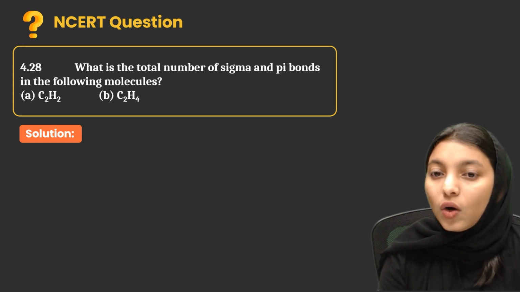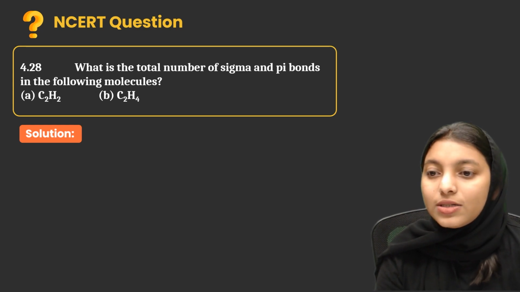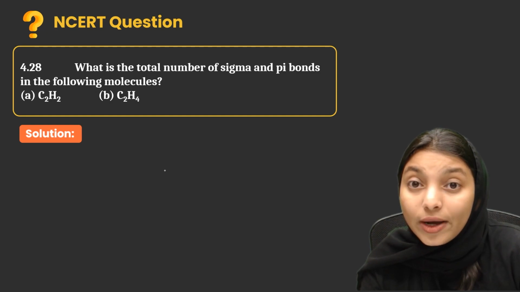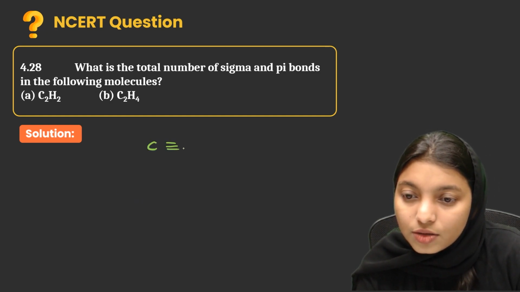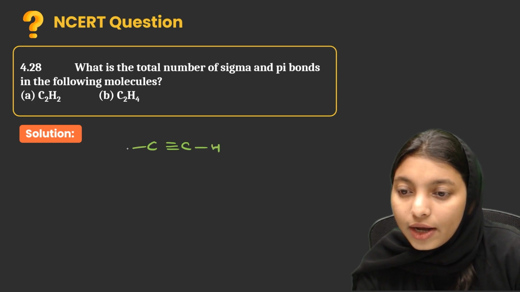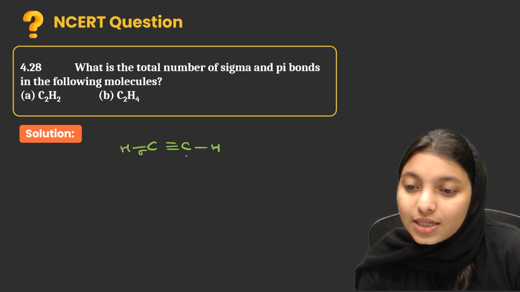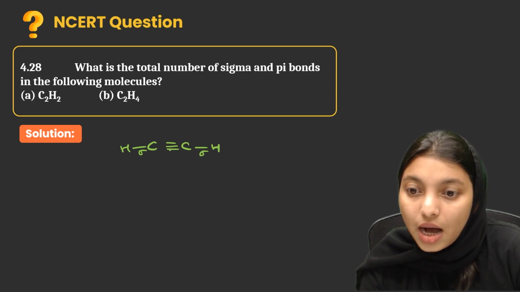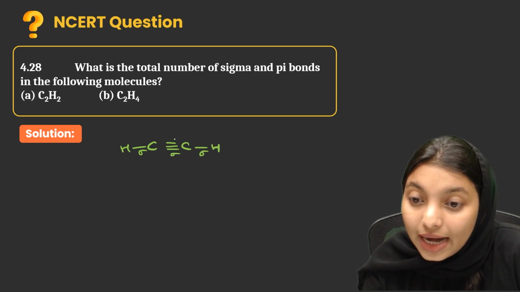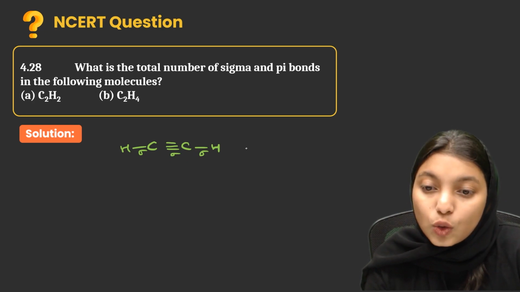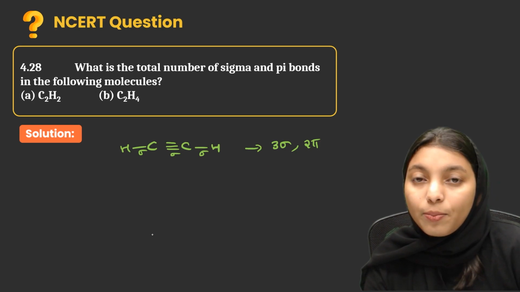What is the total number of sigma and pi bonds in the following molecule? So we have C2H2 first, and we know the shape of C2H2. It is like what? Triple bond C, single bond hydrogen, single bond hydrogen. We know the single bonds are formed by sigma, and again one of the bonds between the two carbons is again sigma, and these two bonds are pi bonds. So we can say here total we will be having 3 sigma and 2 pi bonds.